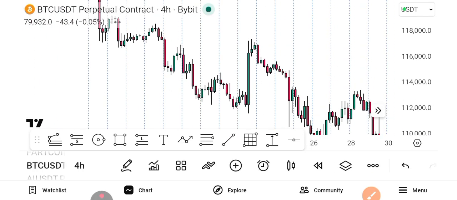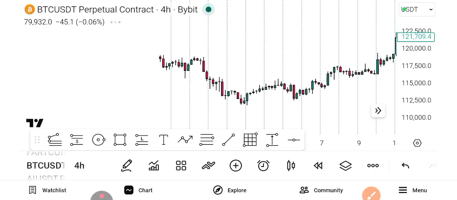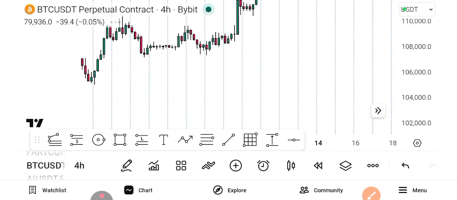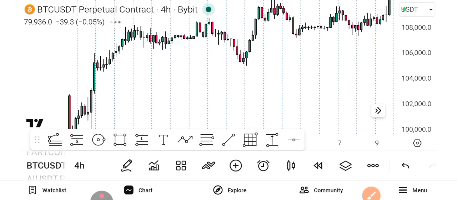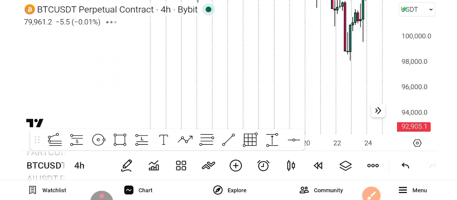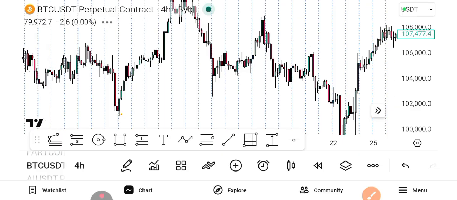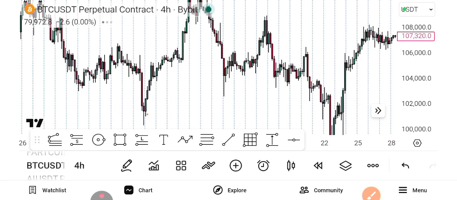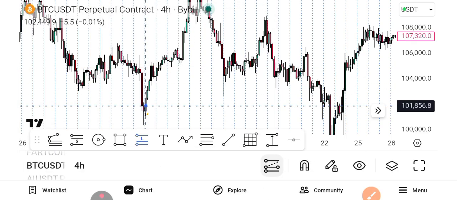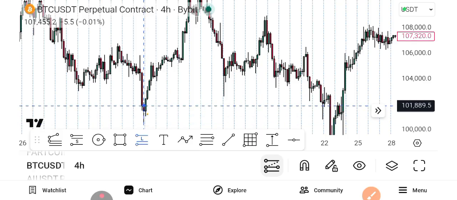So let's try another one. Let's keep moving. Okay, let's see. Okay, I think I've spotted something here. Let's get that 2. We're going to use long position 2 for this. You can see it here. Okay, look at it. Just place it.